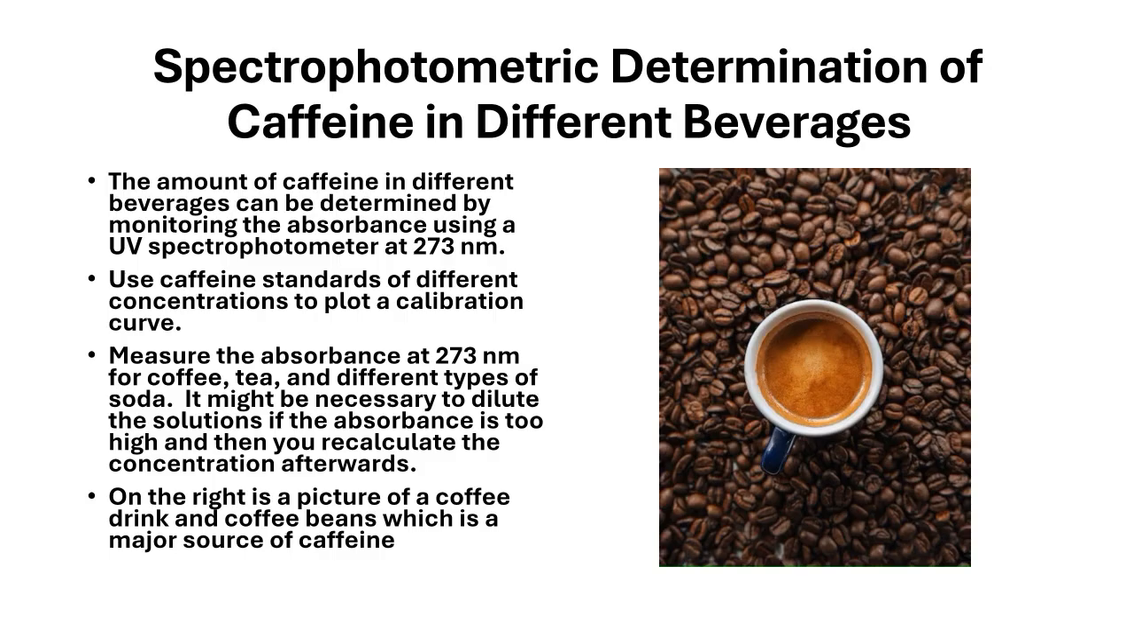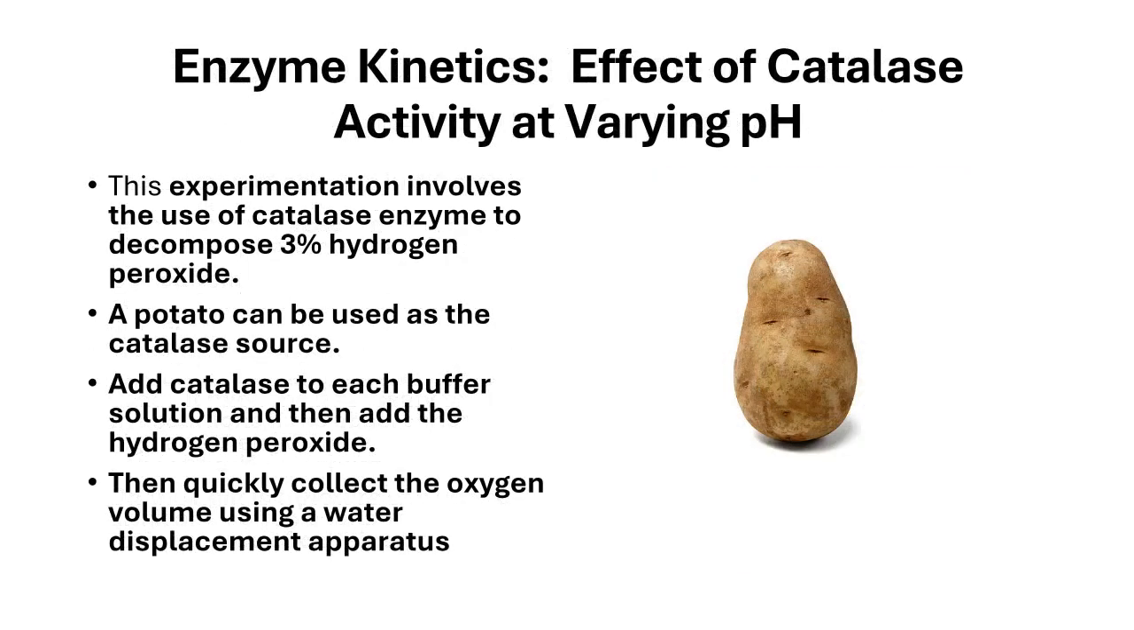If the absorbance is higher than the calibration curve limit, the samples should be diluted, and then after the concentration has been determined from the calibration curve, the concentration is multiplied by the factor of dilution. On the right is a picture of a cup of coffee and coffee grounds next to it. This experiment involves determining the catalase enzyme activity at different pH.